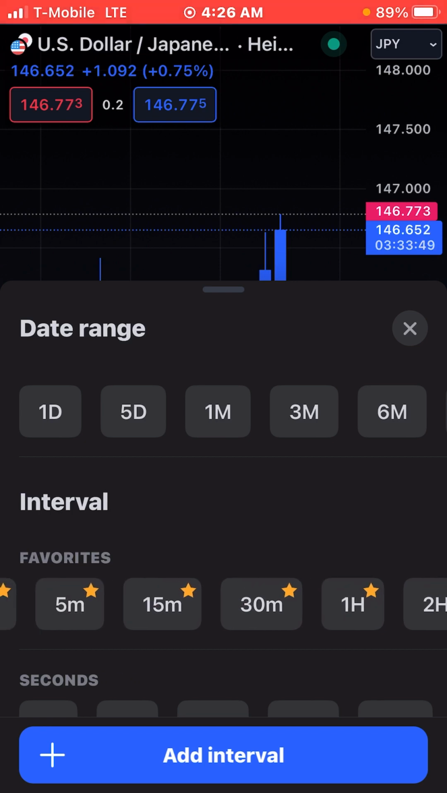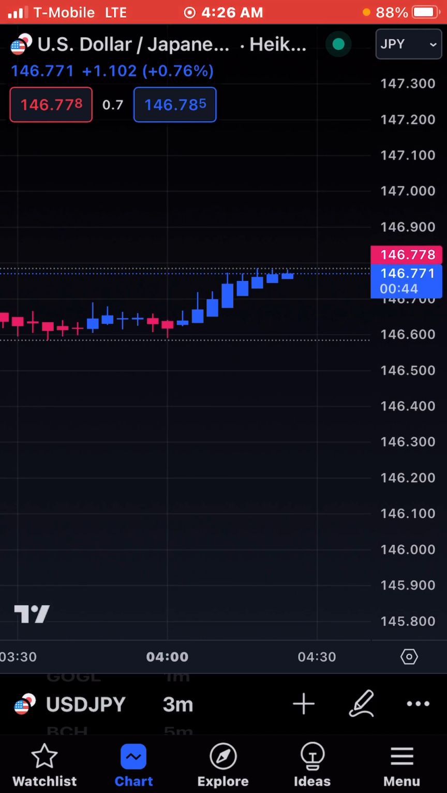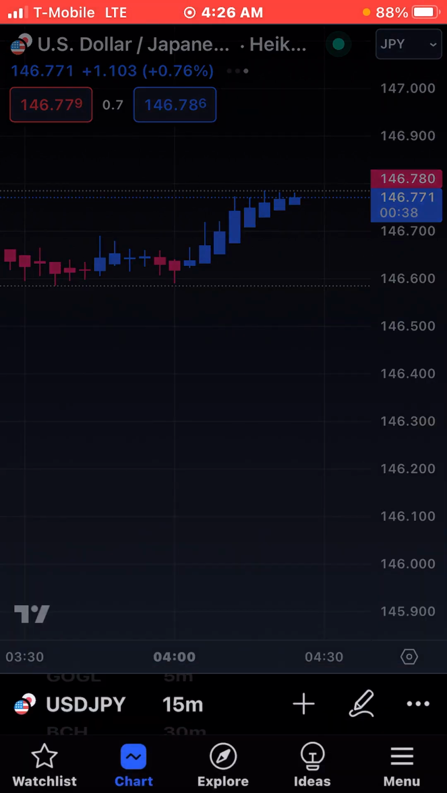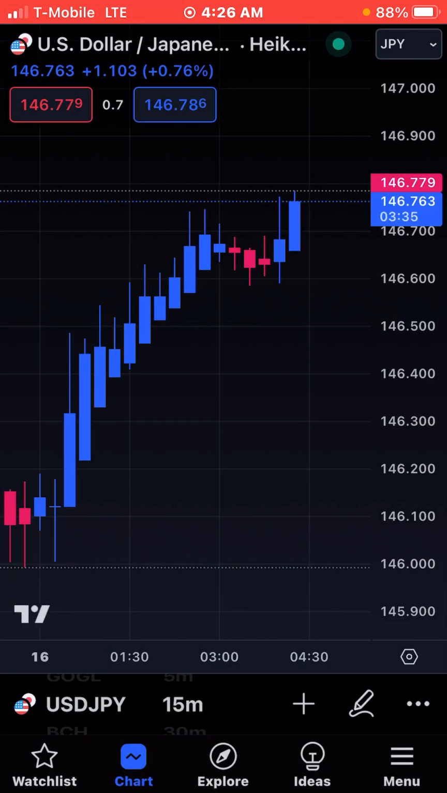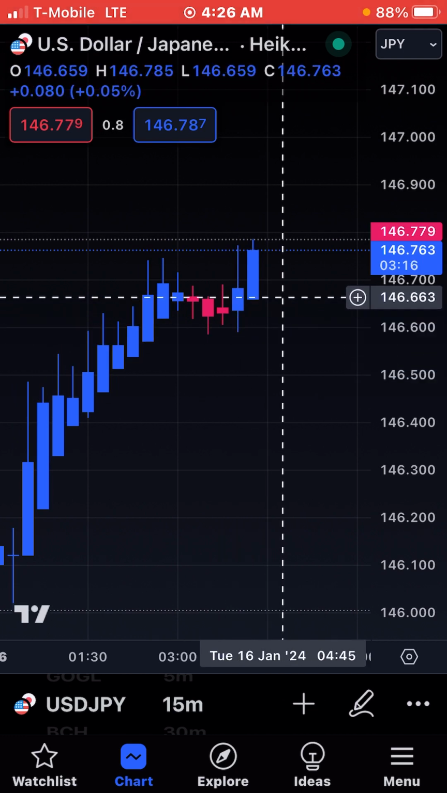You can do it on a 3 minute, but I personally prefer having a little bit more of a wait time, so I do it on a 15 minute. Any kind of shorter time frame will still work for the strategy. What you have to look for is the candles to weaken. You have to look for it to go in the opposite direction, and then you have to look for that candle to start getting weaker.